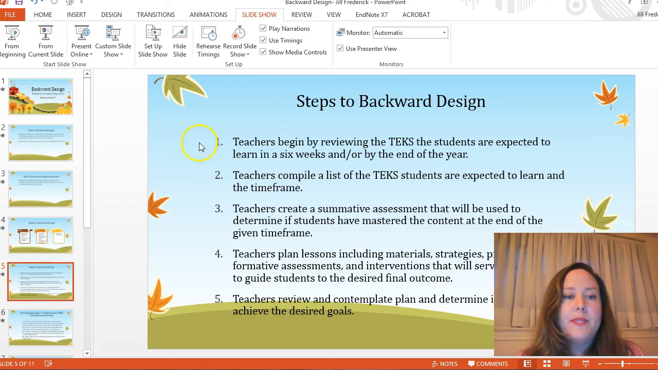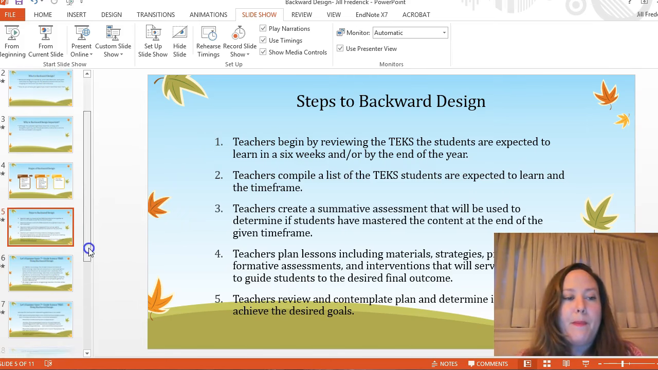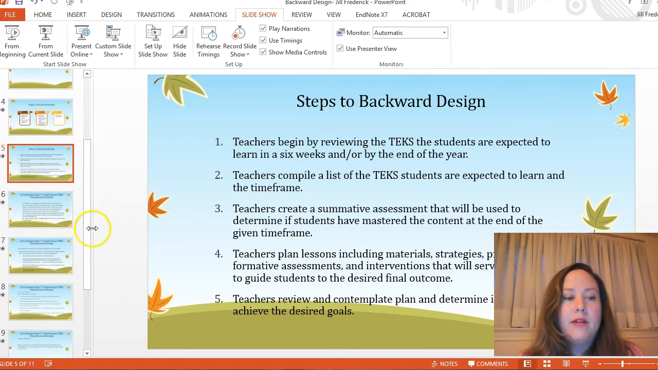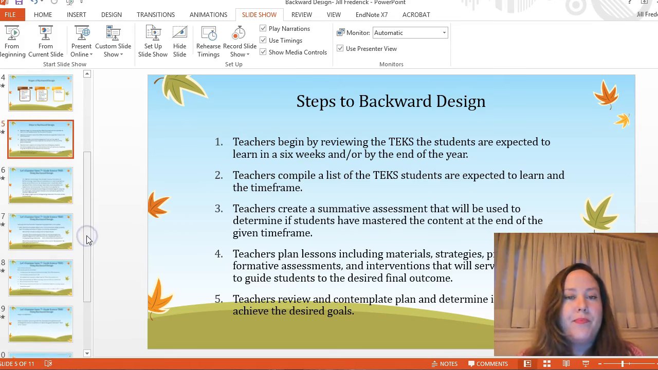So those are your steps, and as you're working on your backward design this year with your teams, you can constantly refer back to this training to make sure that you're following the steps in that order. It'll make your backward design lesson planning even easier.